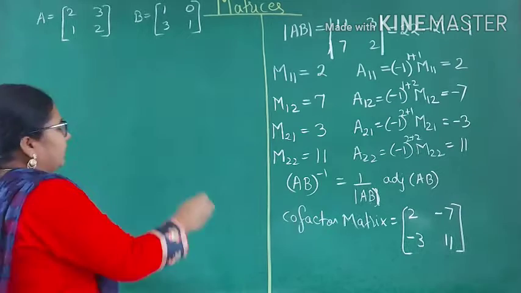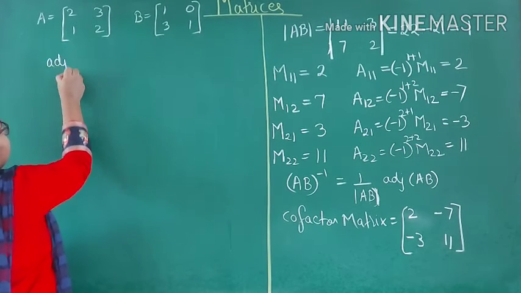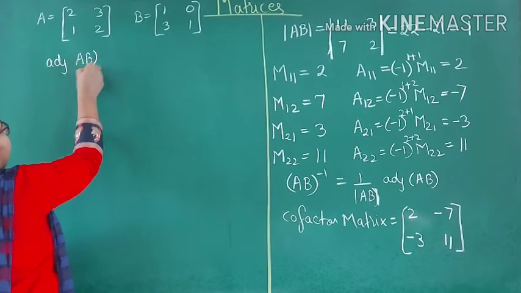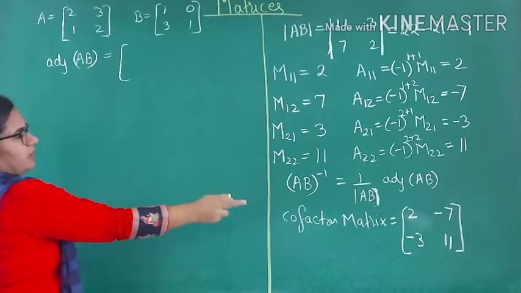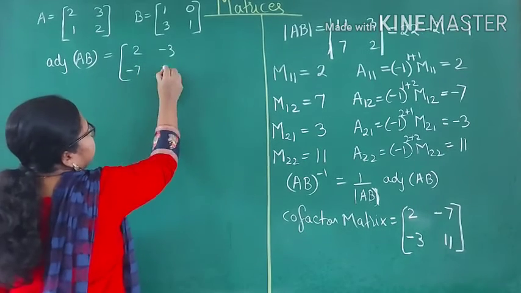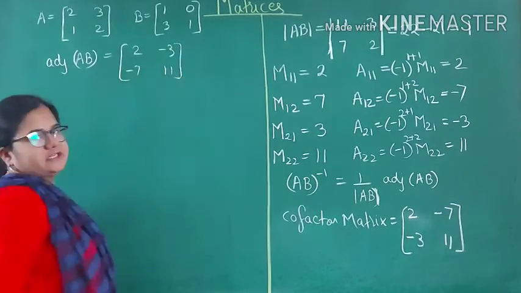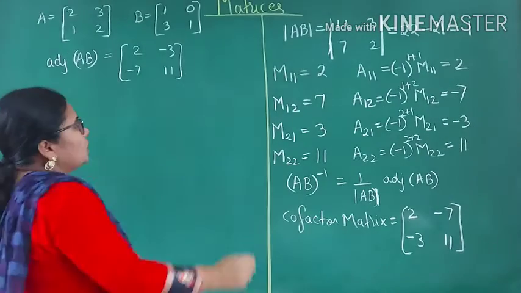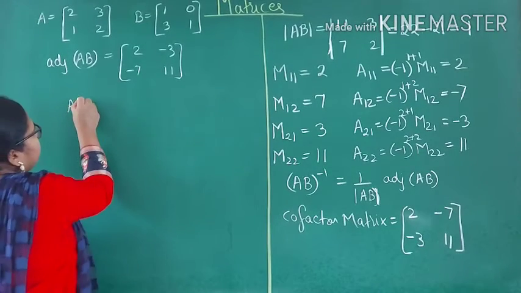After the cofactor matrix, we will write the adjoint of matrix AB. Adjoint means it will be the transpose of this matrix, which will become 2, minus 7, minus 3 and 11. That is, you have to interchange the rows and columns. So what will be (AB) inverse now?